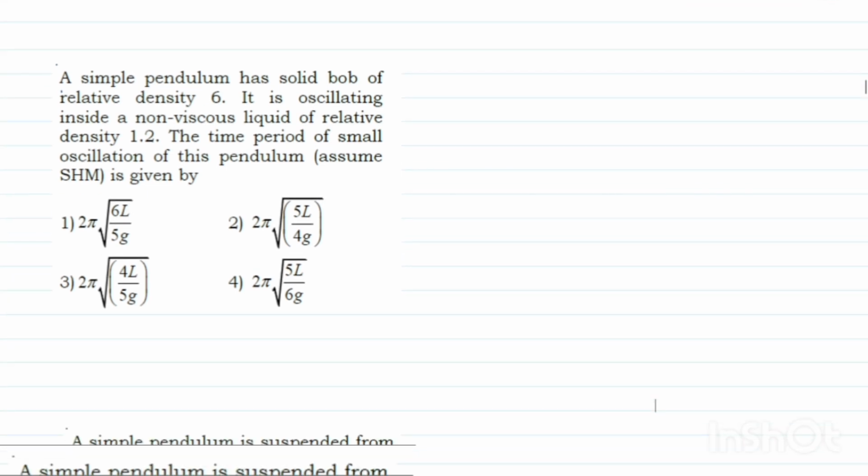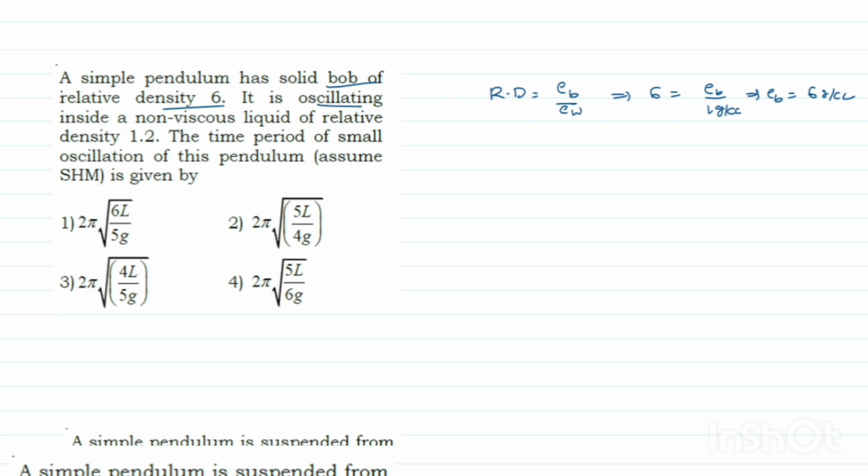Let us see the next question. A simple pendulum has a solid bob of relative density given as 6. Relative density in the sense density of the bob divided by density of the water, which is 1 gram per cc. So the density of the bob will be 6 gram per cc.